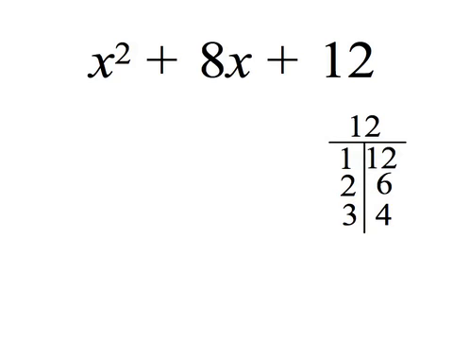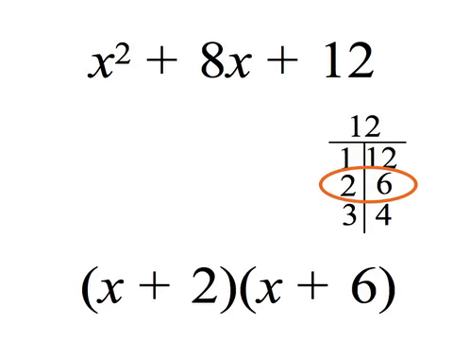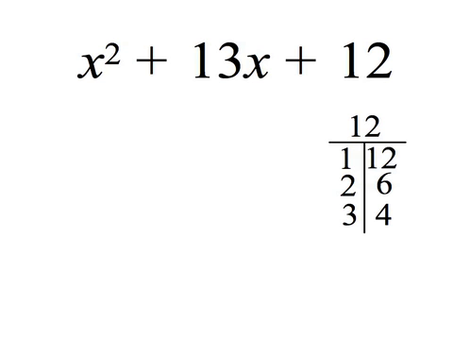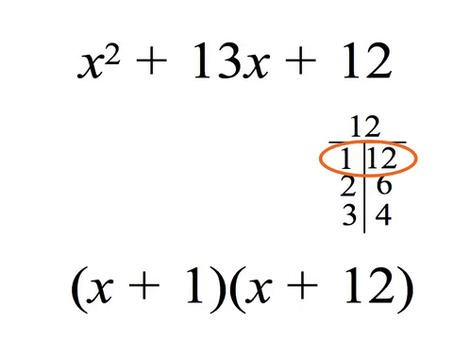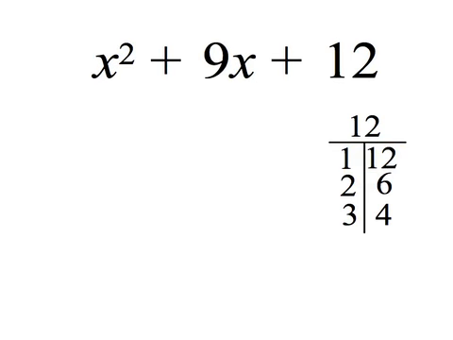Similar problem, only instead of 7x, it's 8x. But 6 plus 2 makes 8. So for this trinomial, it's the binomial x plus 2 times the binomial x plus 6. And here's one where the middle term is 13x. And of course, that's 1x plus 12x makes 13x. So our two binomials are x plus 1 and x plus 12, because 1 times 12 is 12 and 1 plus 12 is 13.